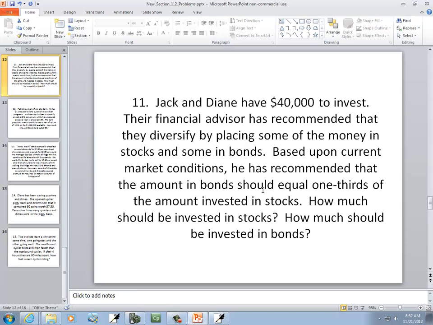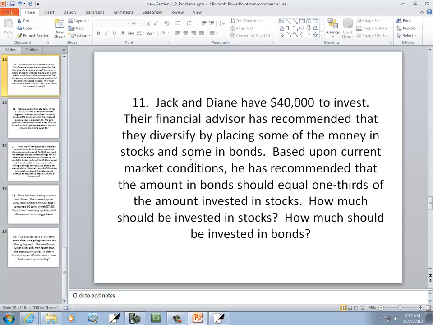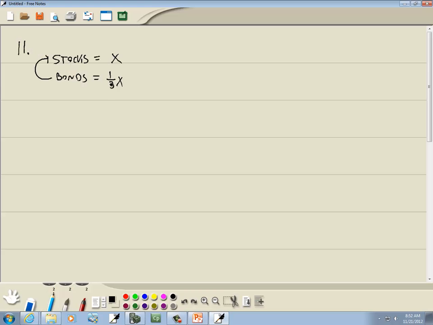He has recommended the amount of bonds should equal 1/3 of the amount in stocks. So if this is X, this is 1/3 X. And total they have 40,000. So this plus this should give us 40,000. So X plus 1/3 X is equal to 40,000. Now these are like terms, but again, not so easy to combine together.